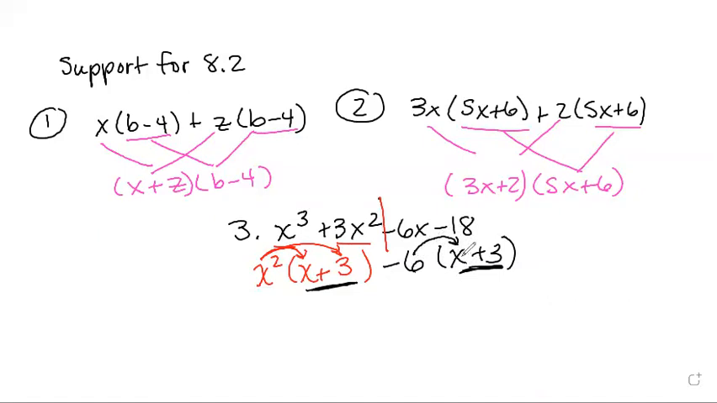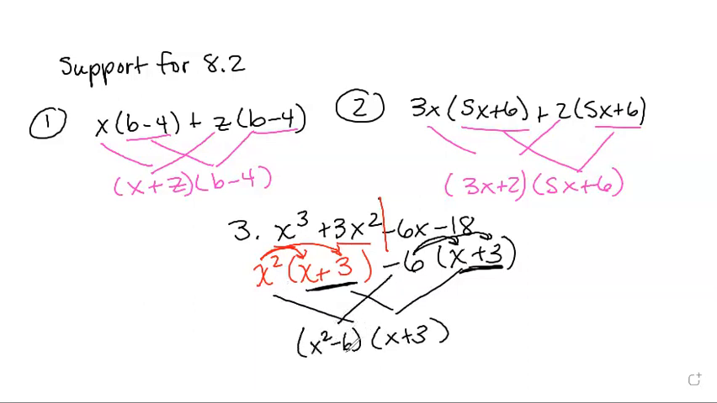-6 times x is -6x. That's good. -6 times a positive 3 is -18, which is what it's supposed to be. So yes, it works. x plus 3 and x plus 3, those are the same. It doesn't really matter if you put this in the front or the back. I just always stick it in the back. And then you put the other part, the x squared minus 6, in the front.